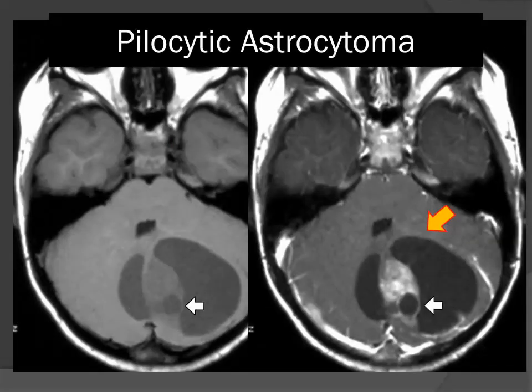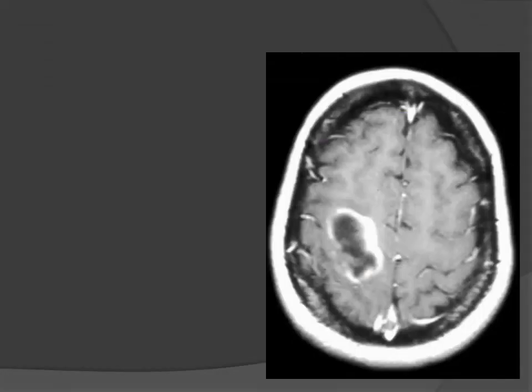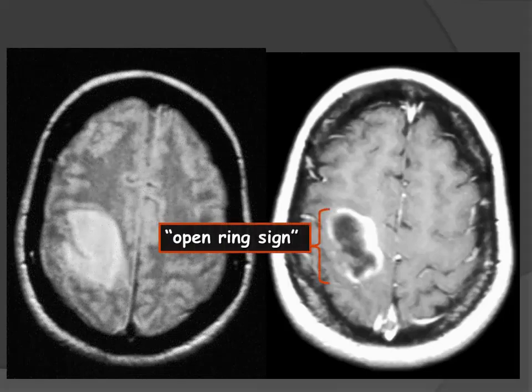Here is another example of a pilocytic astrocytoma. We can see the nodule. There's a small fluid collection within the nodule shown by the white arrow, but the most important and characteristic feature is that we have a rim surrounding the fluid that does not show any contrast enhancement. This is fluid secretion and not necrosis. Fluid is good.